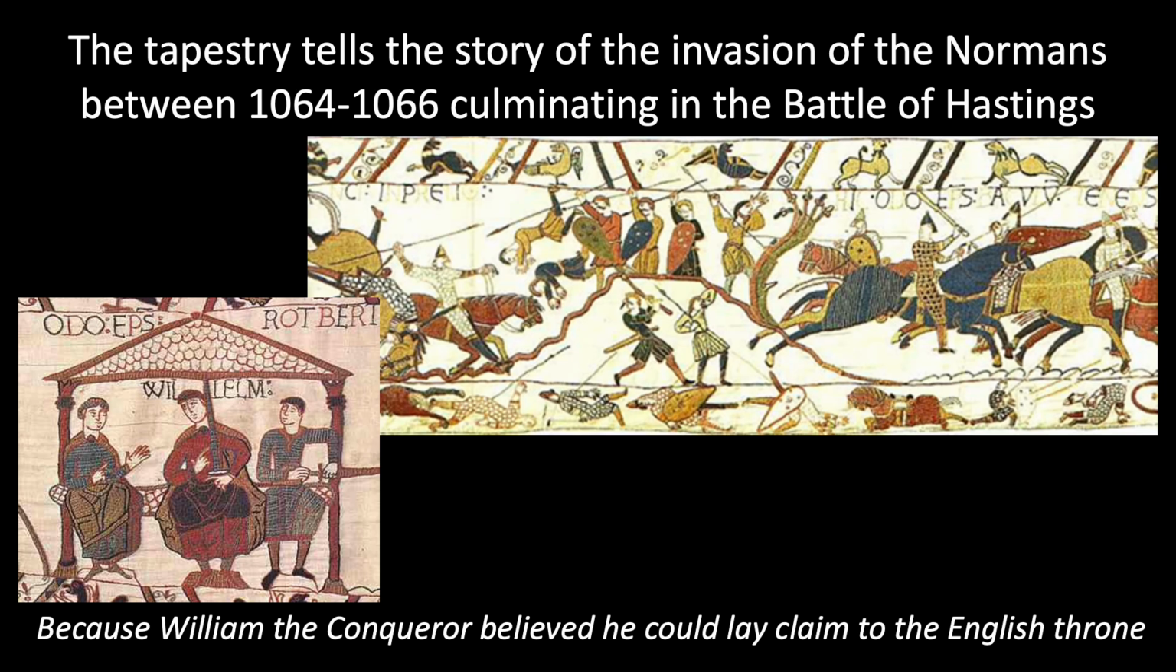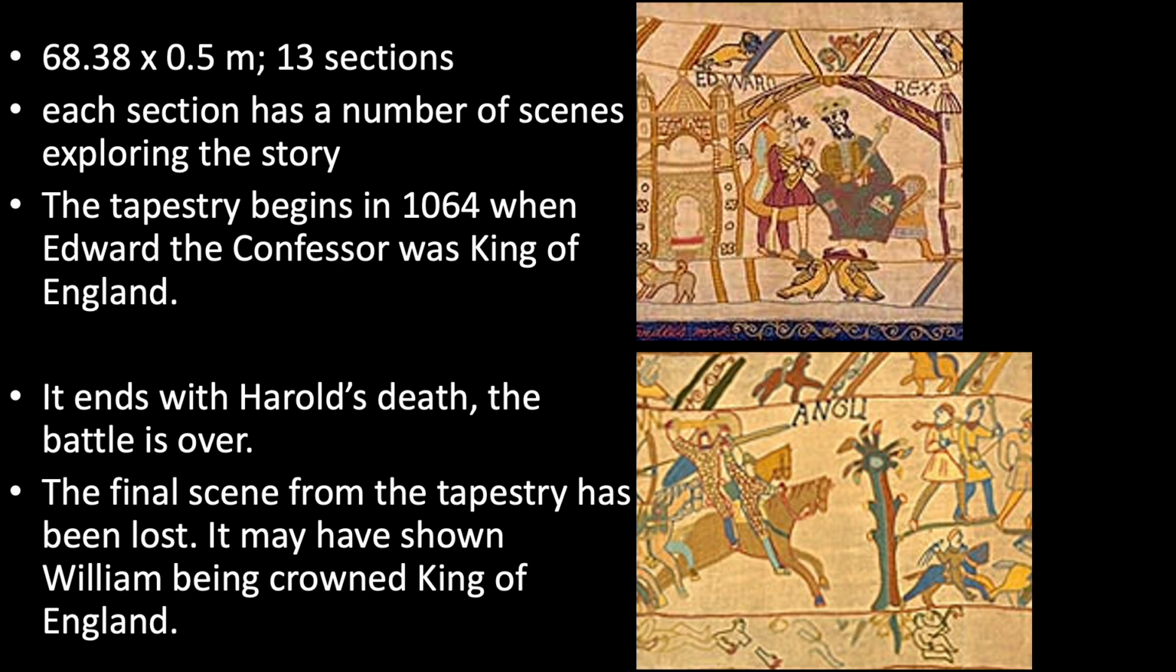Now, this tapestry tells the story of the invasion of the Normans between 1064 and 1066, which culminated in the Battle of Hastings. And this is, of course, all about William the Conqueror believing he could lay claim to the English throne. And you see this whole story kind of being depicted. Very, very long, in 13 different sections, and each section has a number of scenes exploring this story, starting in 1064 when Edward the Confessor was king, and then ending with Harold's death when the battle is over.